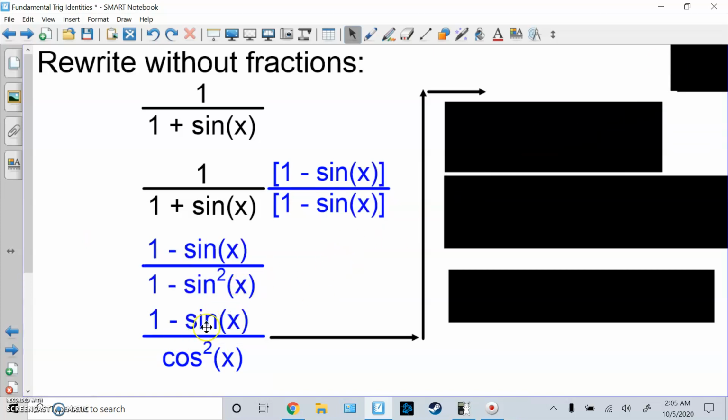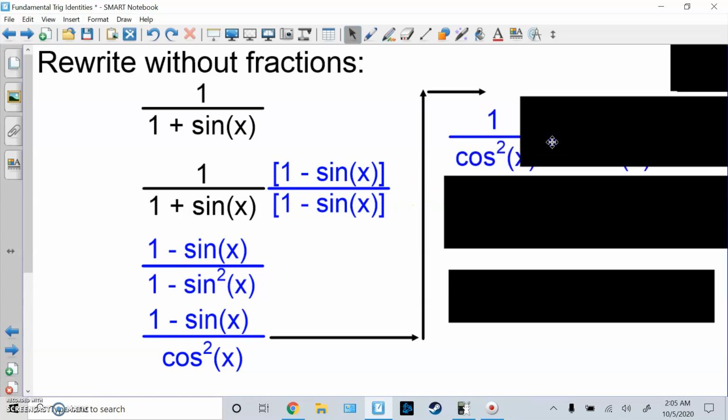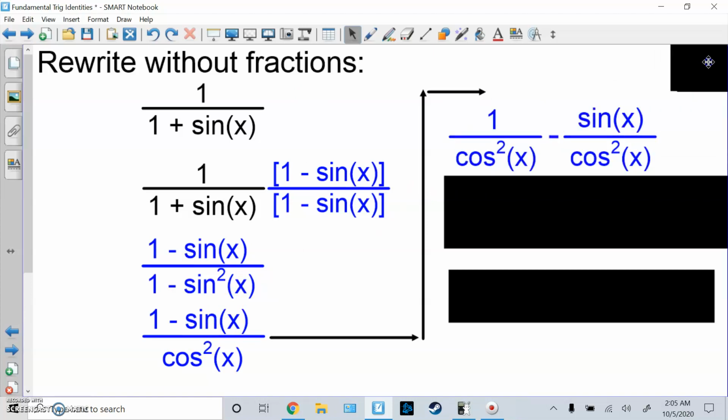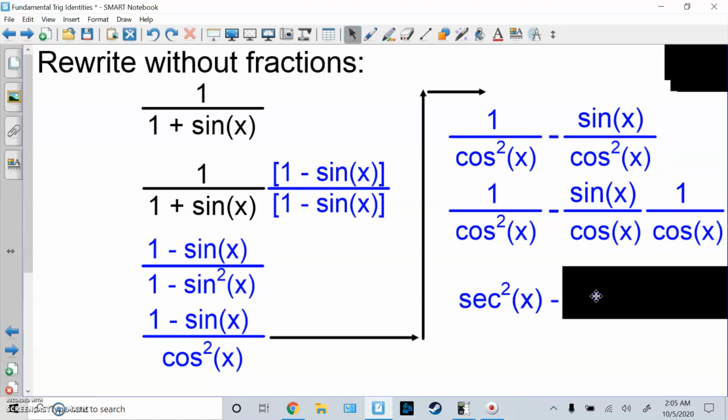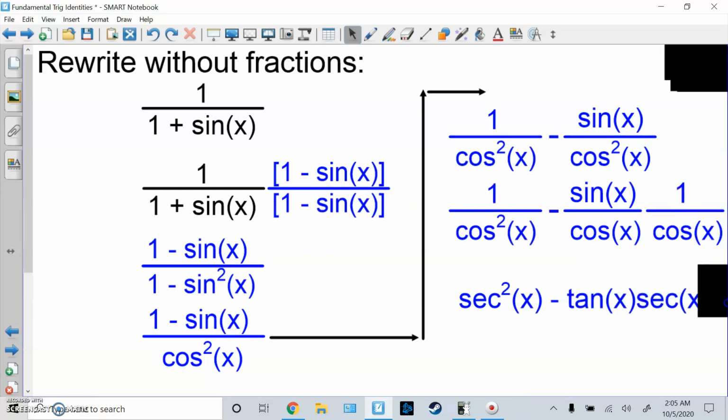I can now split this fraction into two fractions, 1 over cosine squared minus sine squared over cosine squared, and I can split this even further into sine x over cos x times 1 over cos x. So sine times 1 is sine, cos times cos is cos squared. This is going to be secant squared x. This is going to be tangent x. This is going to be secant x. So now it's a new equation, the same thing but without fractions.